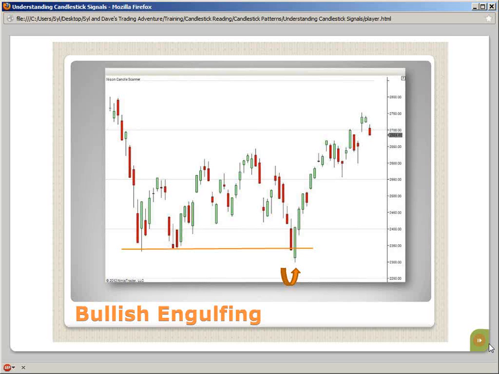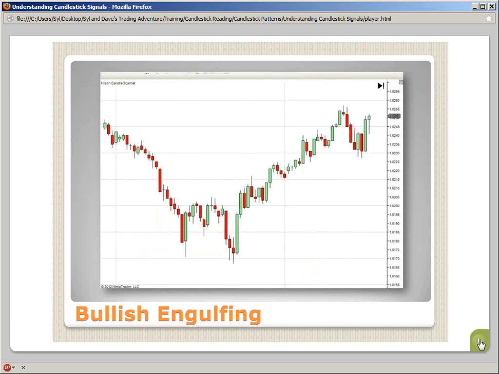And you see how it kind of bounced around there, formed a hammer, and then took off again. Boom. And just continued higher again. So there we go. All right, here's another one.